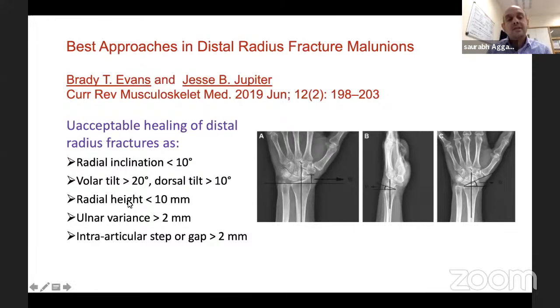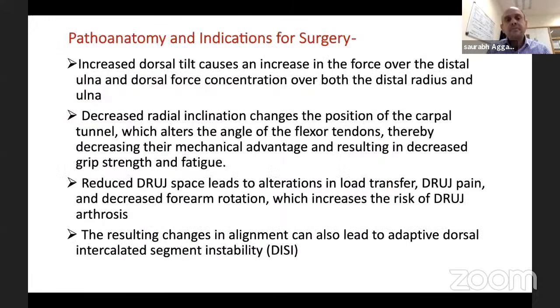Radial height, if it's less than a centimeter, because that affects your pronosupination and it stretches out your TFCC, which we'll see in the coming slides. Ulnar variance, if there's a positive variance of more than 2 millimeters. And finally, an intra-articular step or gap of more than 2 millimeters. So these are the X-ray cases where you are thinking in terms of a surgical intervention.